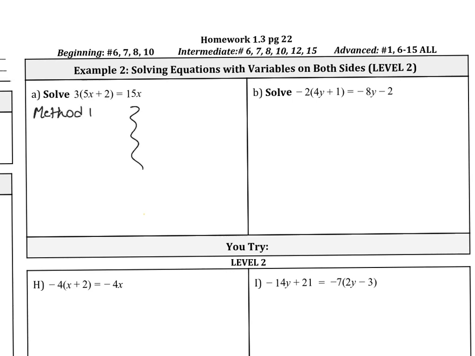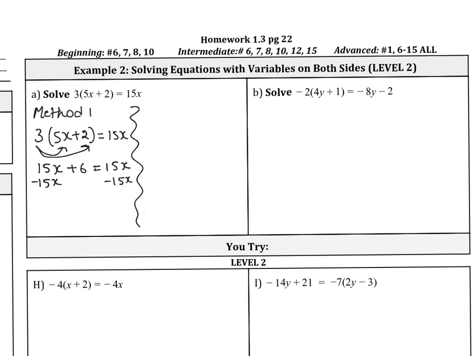We are going to multiply 3 inside the parentheses. So 3 times 5x and 3 times 2. 3 times 5x is 15x, plus 6 equals 15x. Now we are going to bring the variables on one side and numbers on the other side. And we are going to subtract 15x so that we can bring the variable to the other side.